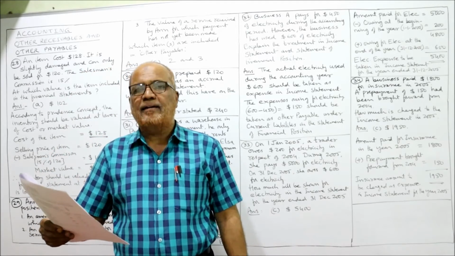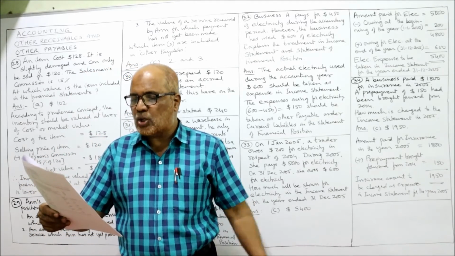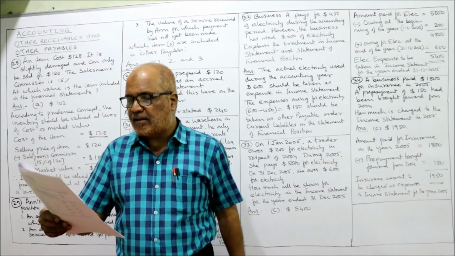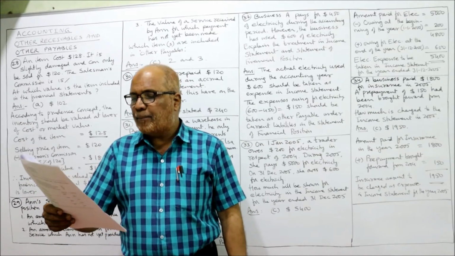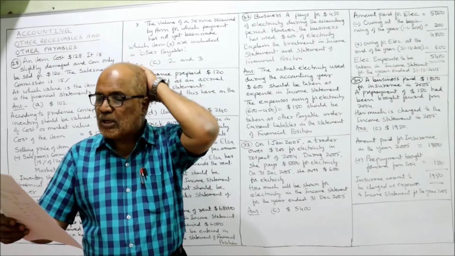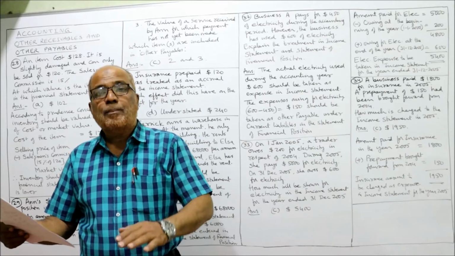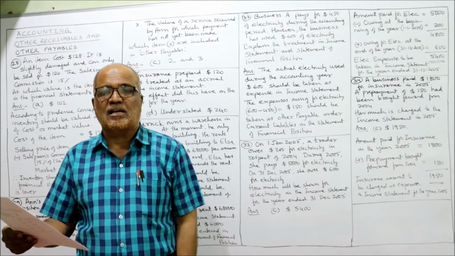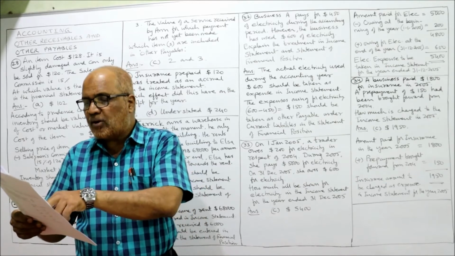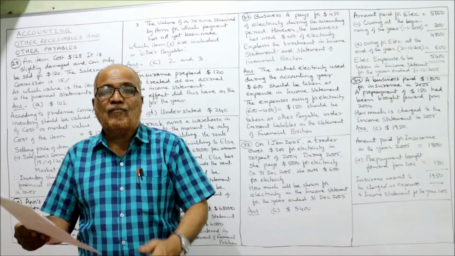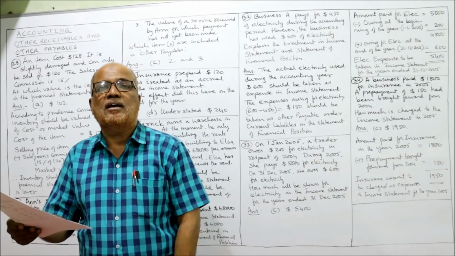A business paid $1,800 for insurance in 2005. Current year 2005, insurance paid is $1,800. A prepayment of $150 had been brought forward from 2004. So there is a prepayment, a payment made in advance in last year itself. This prepayment of $150 was made in last year itself.